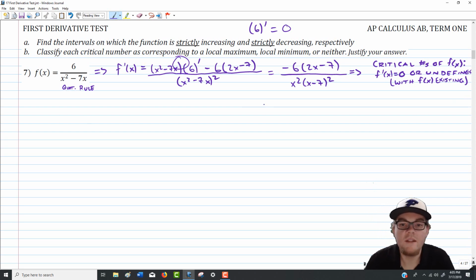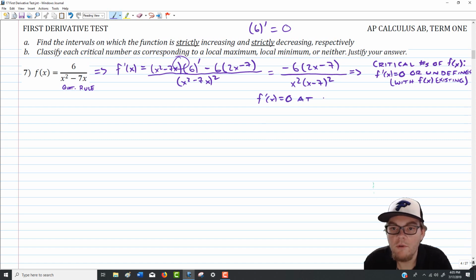So in looking here, if we set this derivative equal to 0, so f prime of x equals 0 at, well, the numerator would be what produces that. It would be when 2x minus 7 equals 0, which tells me x is equal to 7 over 2. Likewise, the derivative, f prime of x, is undefined.